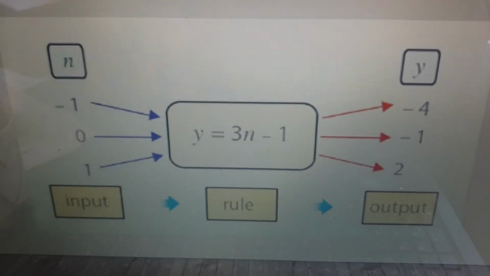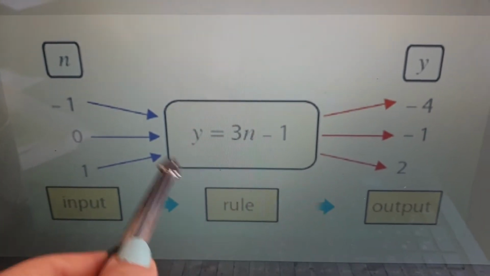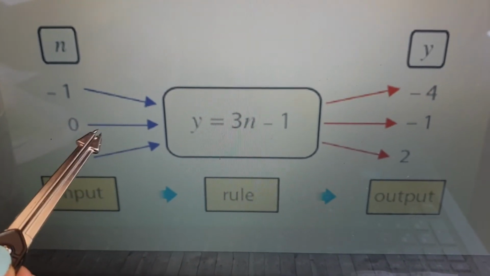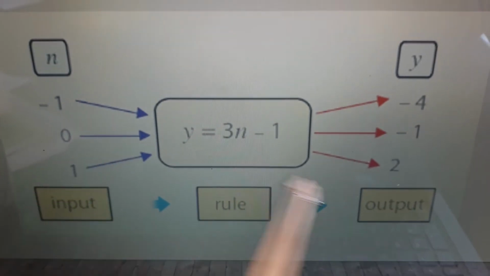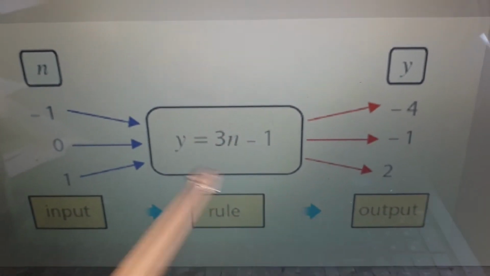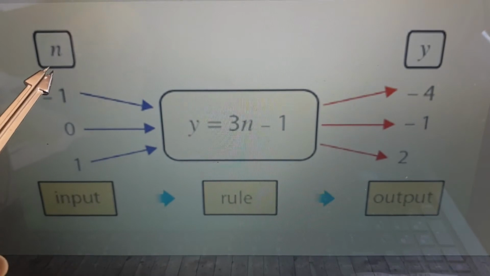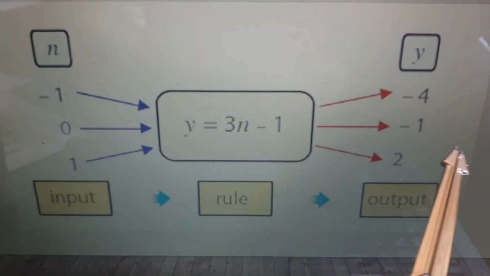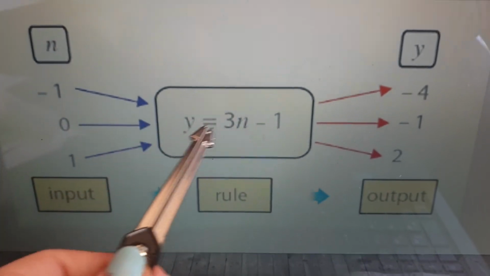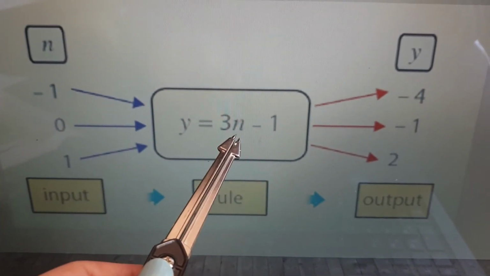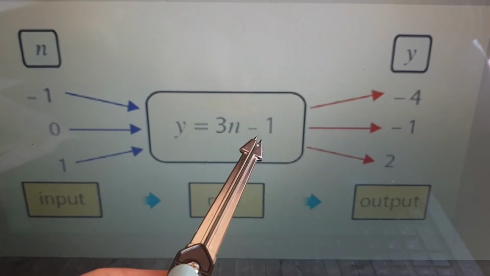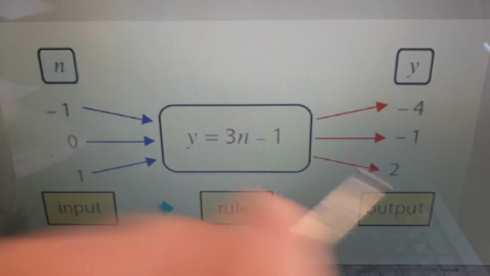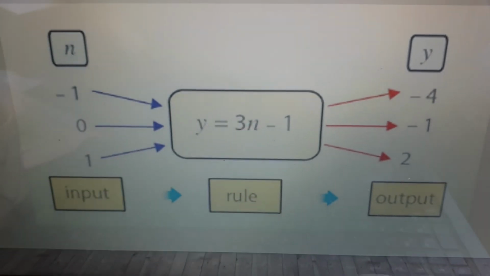So what do I mean by this? This is our process. This is our machine in the middle, our rule or our formula. This is our input, and this is our output. So now n, or normally also x, is what we're going to put in, and y is what we're going to get out. So if we take -1 and we put it into the formula, 3 times -1 is -3, minus another 1 is -4, our output. This over here is called a flow diagram.